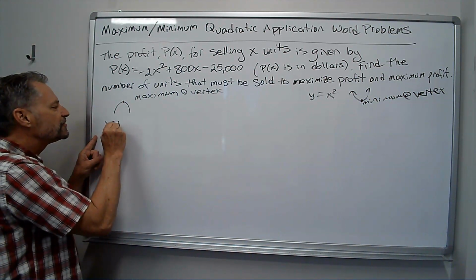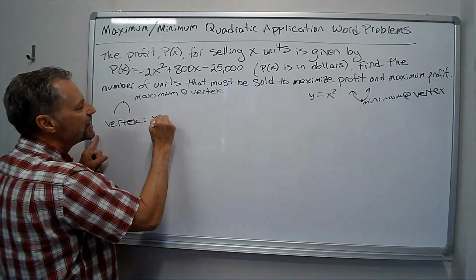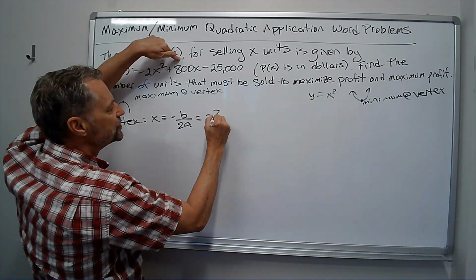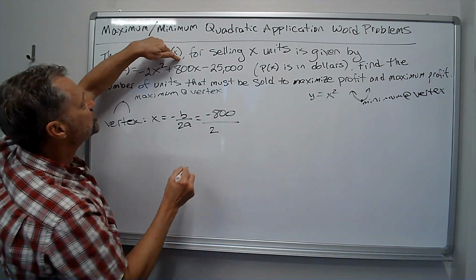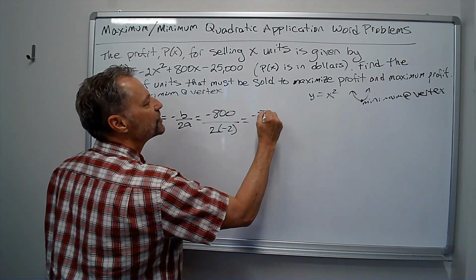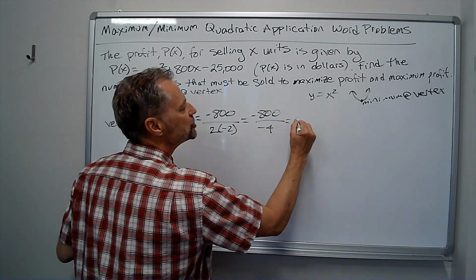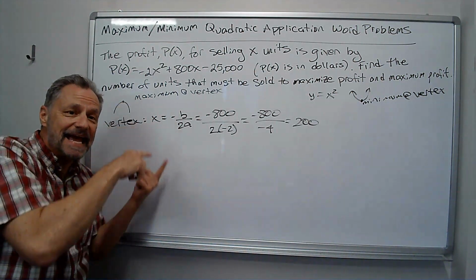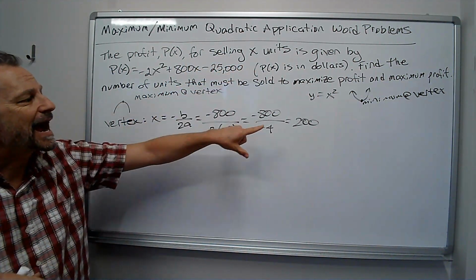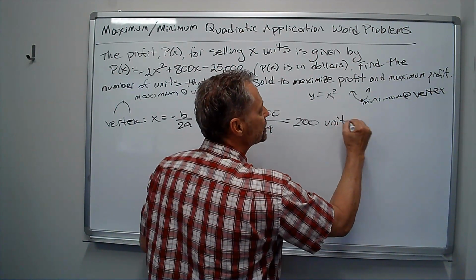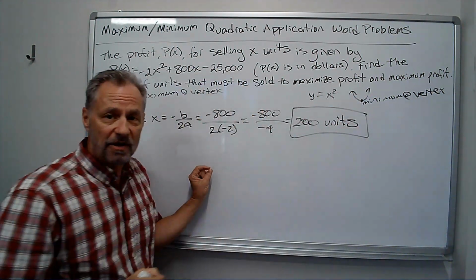So remember, to find the vertex, the x value is negative b over 2a. Well, I've got b is 800, so it's negative 800 over 2 times a, which is negative 2, which is negative 800 over negative 4, which is 200. Well, that 200 is nice. That's the x value. X is the number of units. I just found, oh, I need to produce or sell 200 units. That's going to maximize the profit.